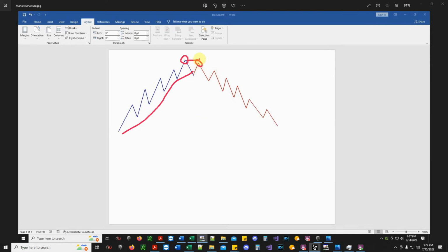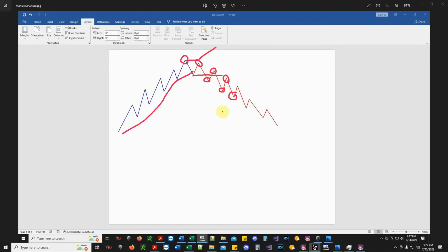Either you wait and see if it breaks back up, or that low right there. Notice it broke that low. So now you've got a lower high and a lower low. Lower high, lower low. Lower high, lower low.